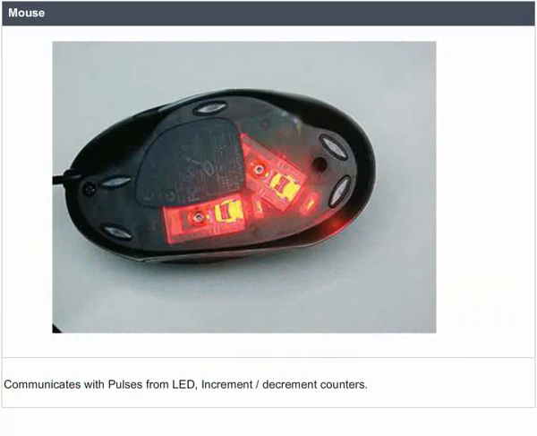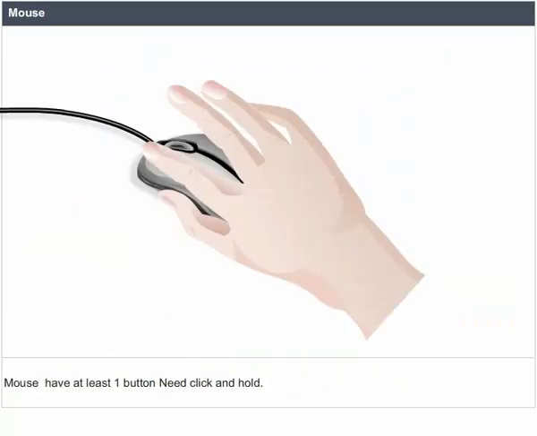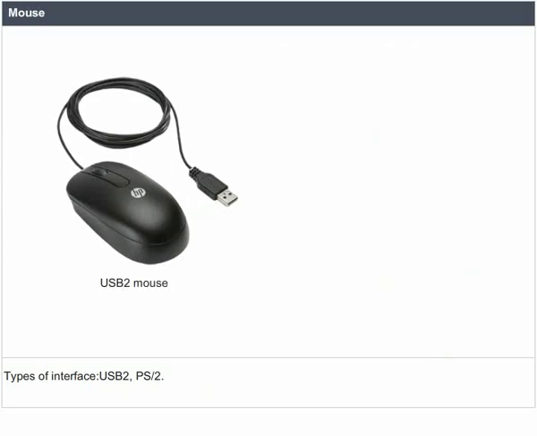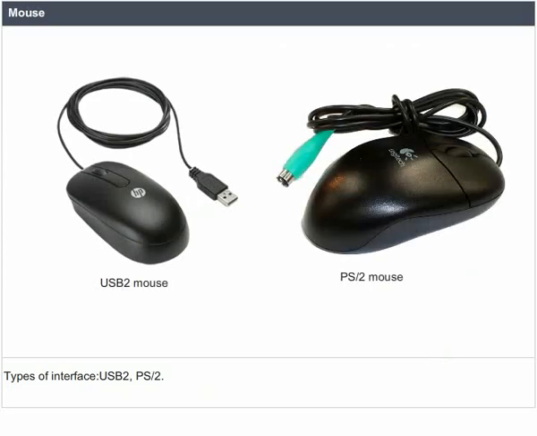Mouse: communicates with pulses from an LED, which increment or decrement counters. Mice have at least one button. Need click and hold. Movement is smooth, slower than the processor. Polling, software configuration. Types of interface: USB 2, PS2.